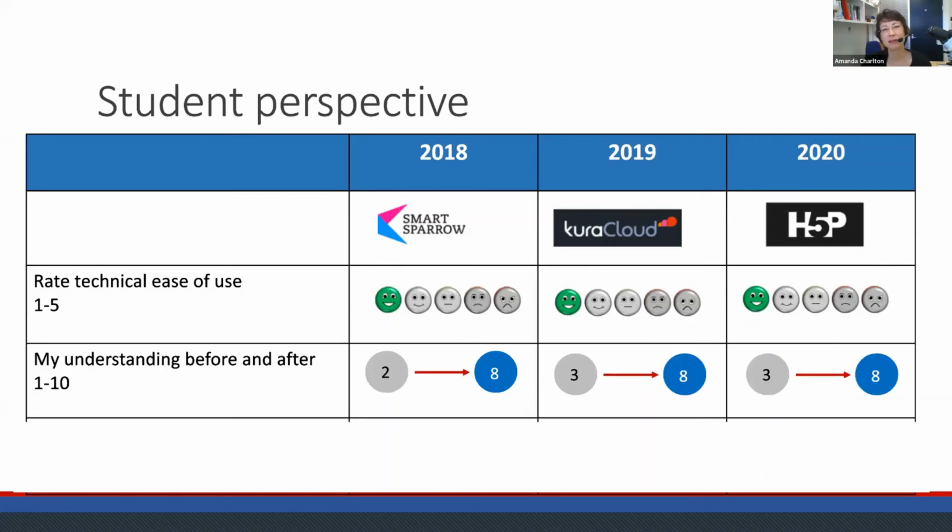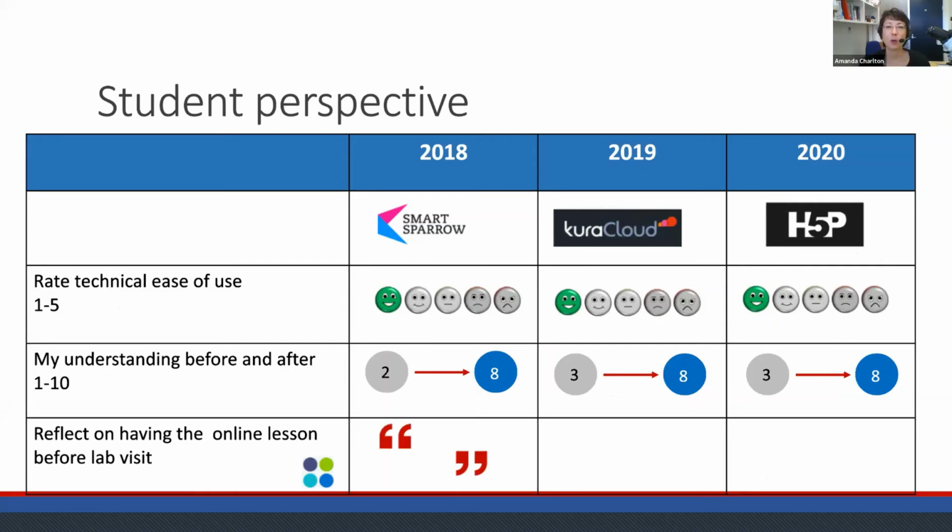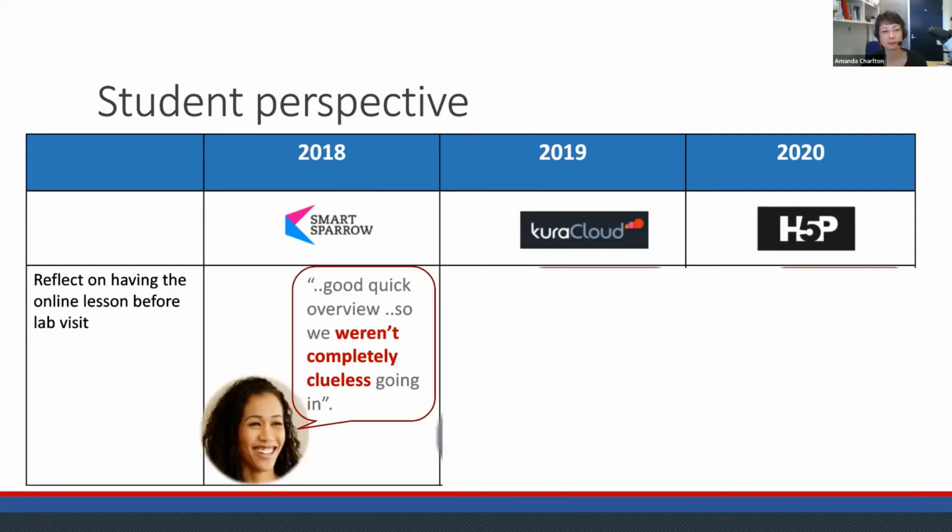And did they learn anything? This, of course, is their own self-perception. And it seems to be they perceived that they learned something probably to the same degree. And when they came to the physical lab, either Zoom or physical, at the end of that face-to-face session, I asked them again for reflections on the online lesson before the physical lesson. So I'm asking them about the flipped blended model. This was an anonymous survey, and these were some of the quotes that I extracted from their responses.